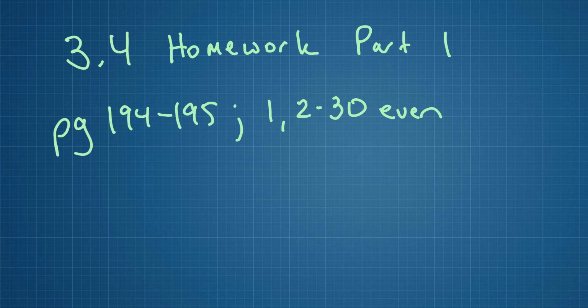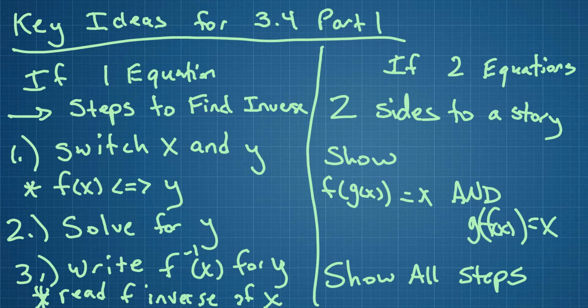All right, today we're going to go over 3.4 homework, part 1, page 194 to 195, 1, 2 to 30, even. Now, before we get started with 3.4, there are some key ideas we talked about in class. So in case you weren't here or you can't remember, you have to know these two main ideas.